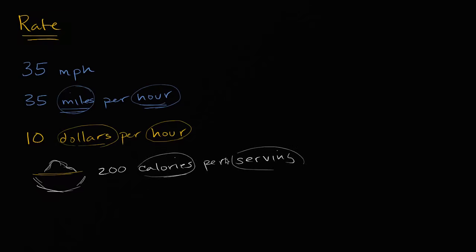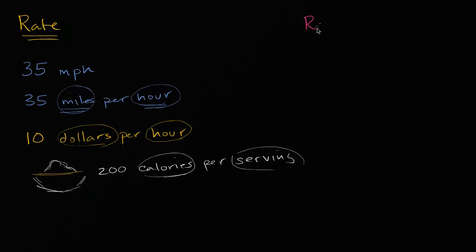And they'll tell us what a serving is. A serving might be a cup or 8 ounces or whatever else. And so I could say, okay, if I have 2 servings, then I'm going to have 400 calories. Same way if I work 2 hours, I'm going to have $20. If I go 2 hours, I'm going to go 70 miles. So rates give you a sense of how fast something is happening, or how much of one thing is happening for every time something else happens. Now I can write rates so they look an awful lot like a ratio.